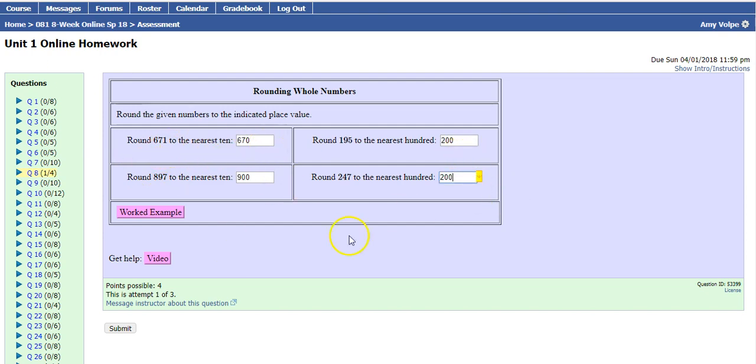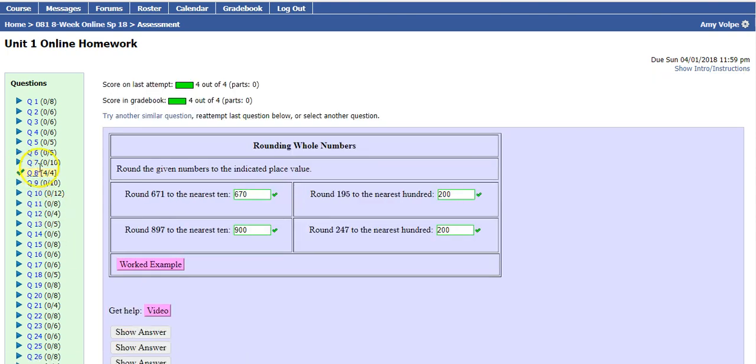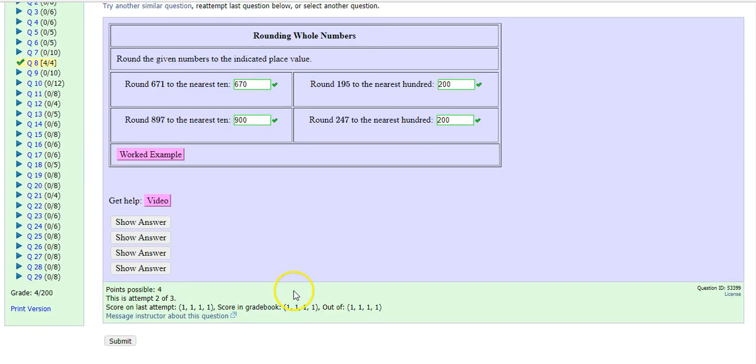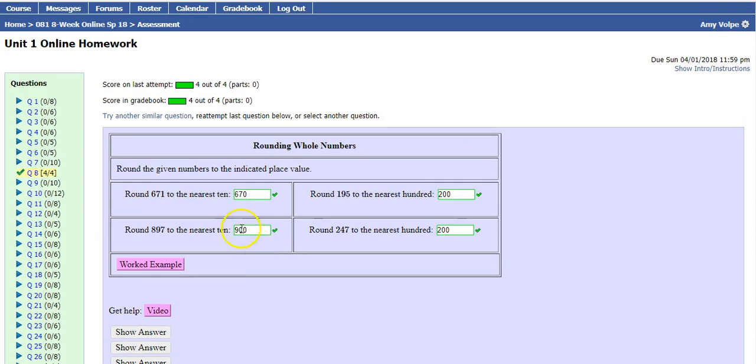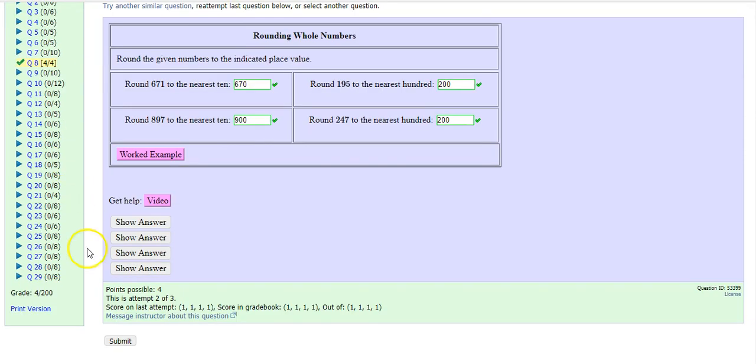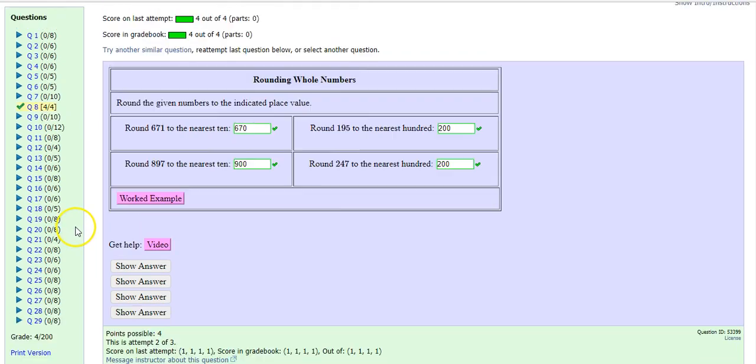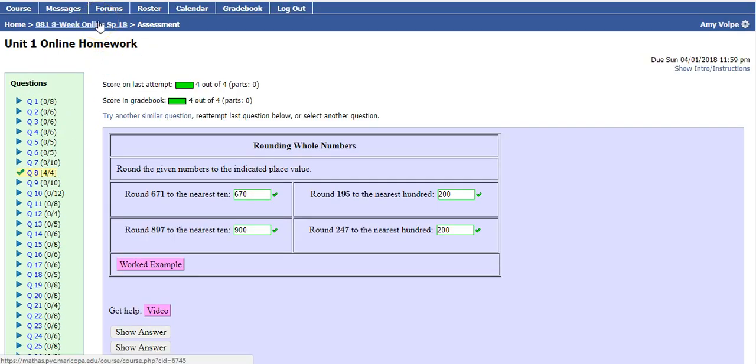I went in and entered the correct answers. Now I'm going to hit Submit. And notice now there's a green check and I have all of the points. So you can proceed through all of these using that same method as many times as you want. You can click Try Another Similar Question. Now, you only need 190 points. I highly suggest getting the full 200 points because you don't know what's going to be on the quiz.